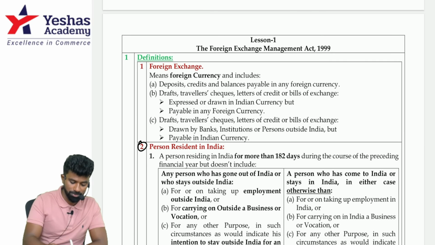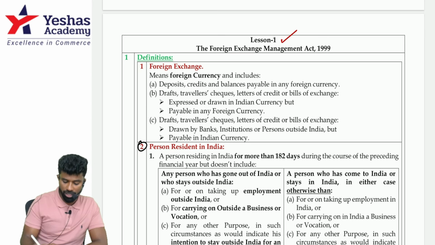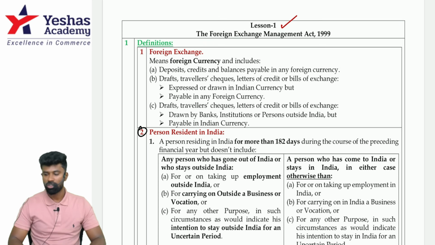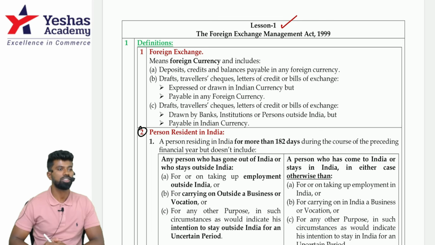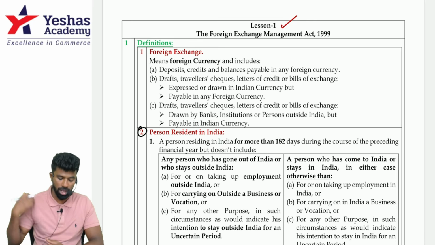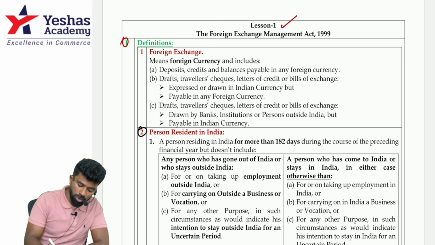What is lesson number 1? The Foreign Exchange Management Act, 1999. This chapter is all about foreign exchange. Wherever there is an involvement of foreign currency, the Foreign Exchange Management Act comes into the picture. In that, the first topic is what?